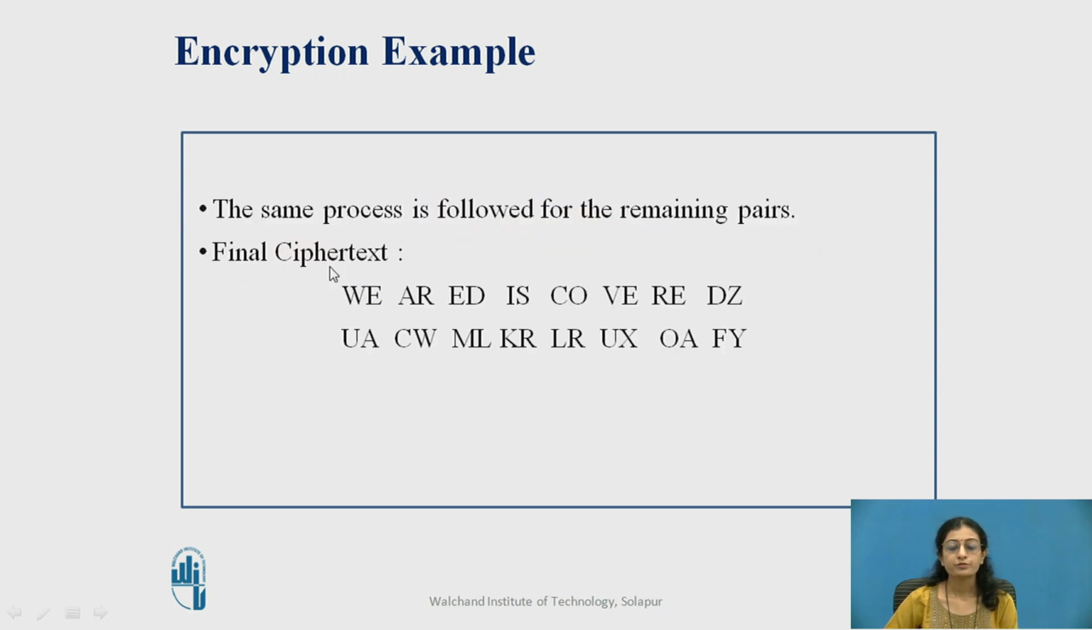So we have to follow the same process for all the remaining pairs. So this is the final ciphertext which we get. So for WE, the ciphertext is UA. For AR, it is CW. For ED, it is ML. For IS, it is KR. For CO, it is LR. For VE, it is UX. For RE, it is OA. And for DZ, it is FY.